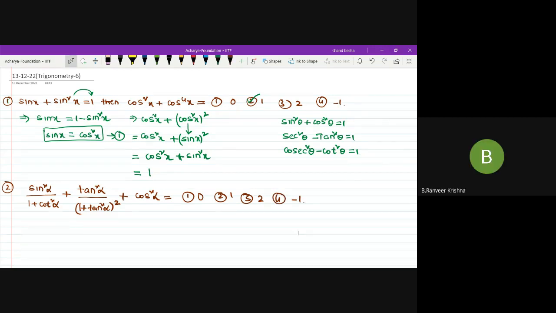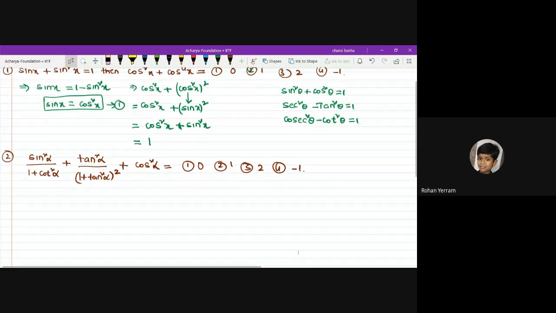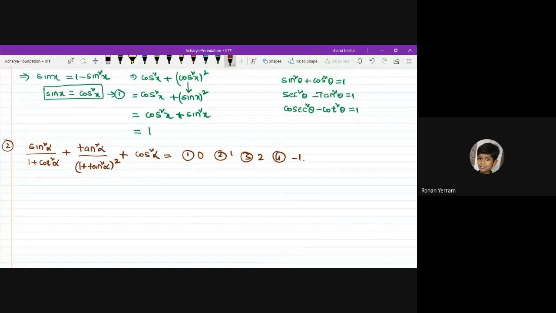Sir, 1 plus cot square we can take as cosec square, and 1 plus tan square, tan power 4 whole square, we can take as tan power 8. Yes, we can make use of the identities which I have given to you. Let's see how we can solve this. As you said, I can take sin square alpha.